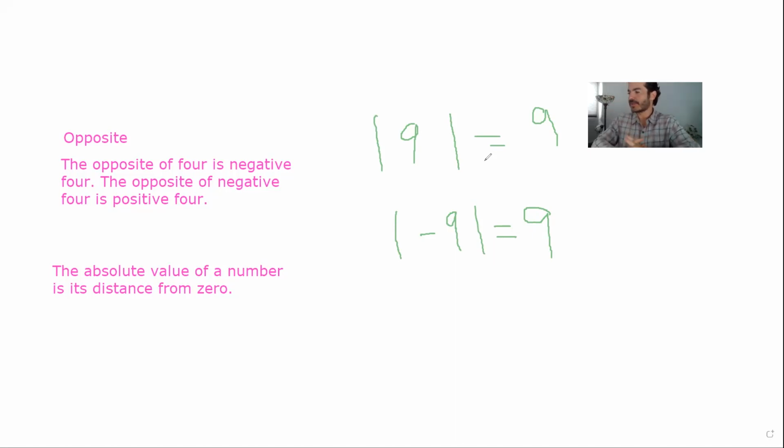We covered what an opposite is, what distance is, absolute value, which is tied into distance. Okay, now greater than or less than. Now, if I were to tell you, hey, I have a credit card debt, oh man, of $1,000.